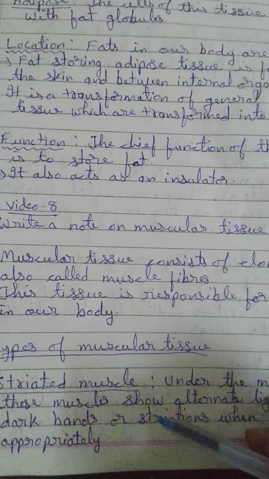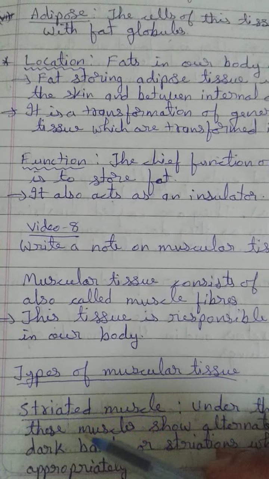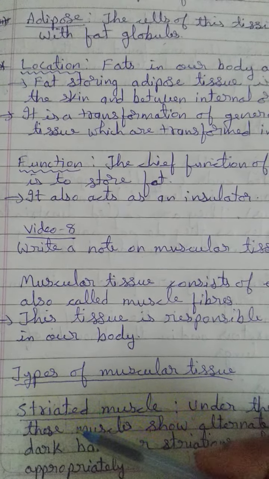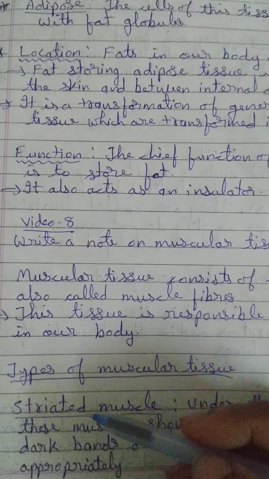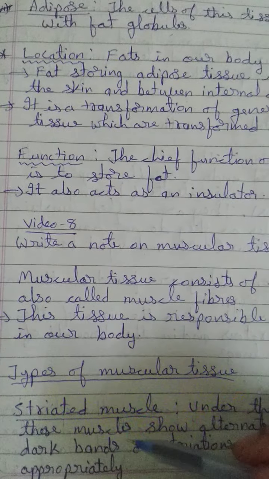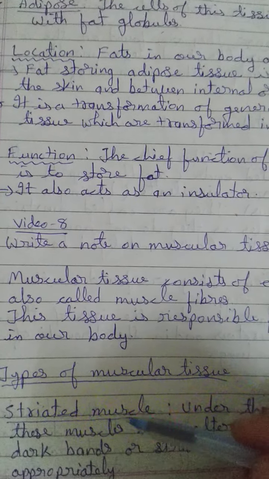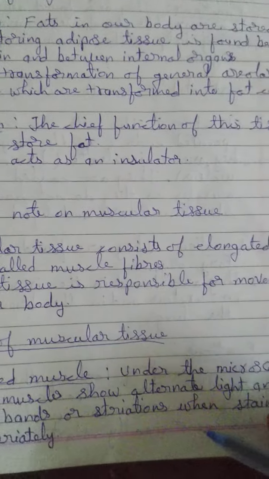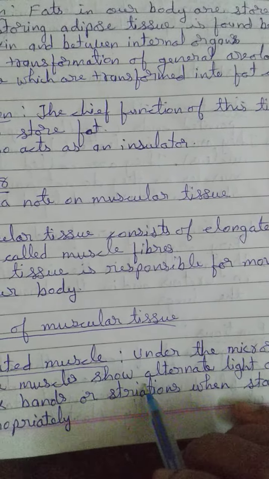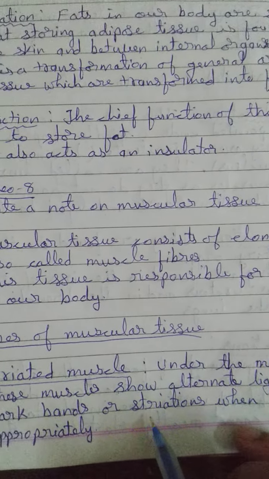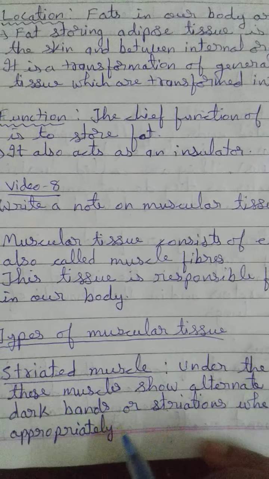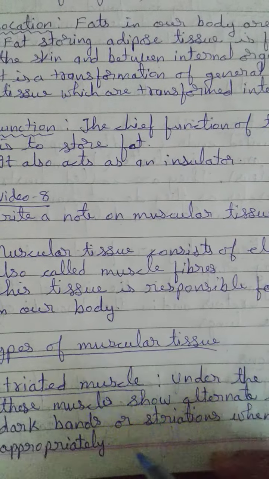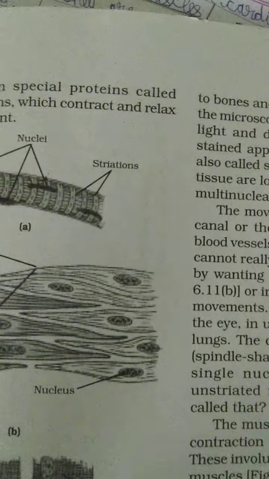First one is the striated muscles. Striations means stripes. Suppose our school uniform has blue, sky blue and dark blue stripes. So here also, in striated muscles, there are light and dark bands on the surface. Under the microscope it shows alternate light and dark bands called striations, and when we see it with the help of stains, we can see dark and light bands. We can see the picture of this on page number 77.